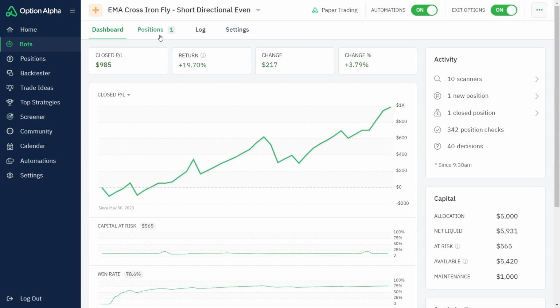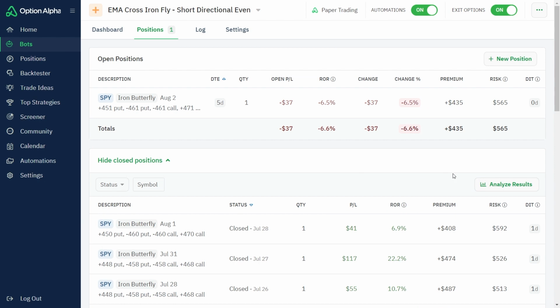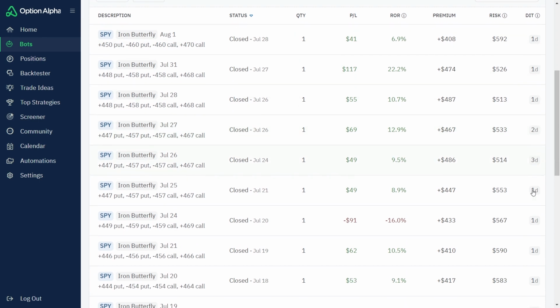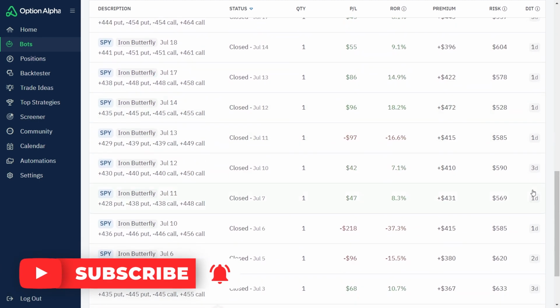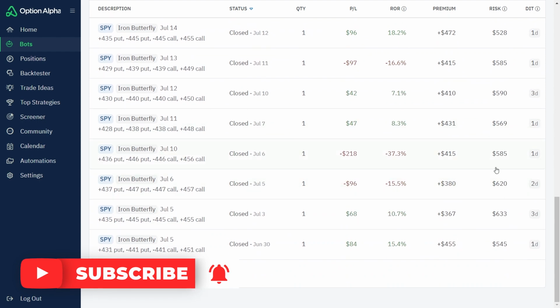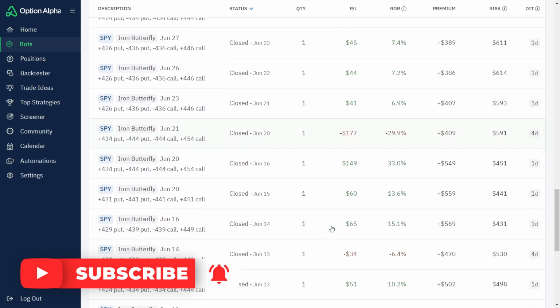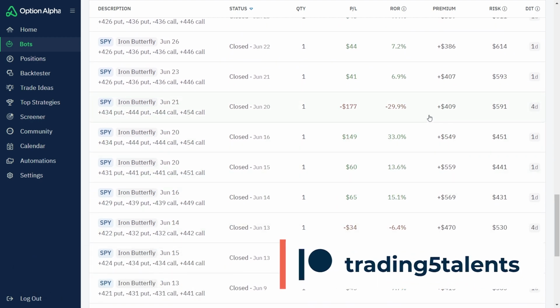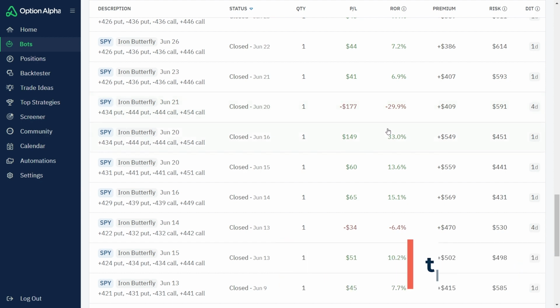If we look over here in the positions tab, you can see this one is open today and it's negative 37 right now, but you can see the DITs, the days in trade: 1, 1, 1, 2, 3, 1. Most of these are going to be 1 day trades. Every once in a while you get a 2 or 3 day trade, but most of them are very, very quick. This one was a 4 DTE. That was probably my longest one, and you can see that was also the largest loss as well.